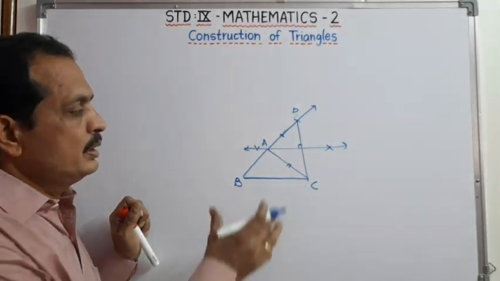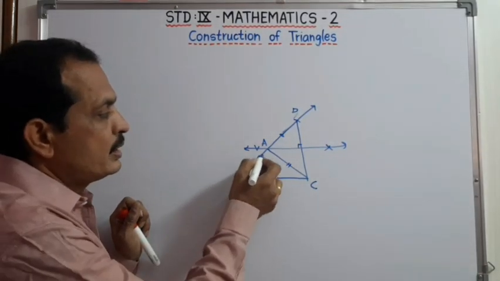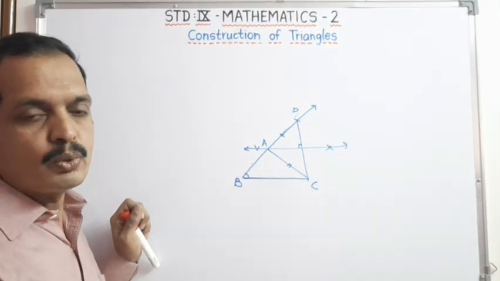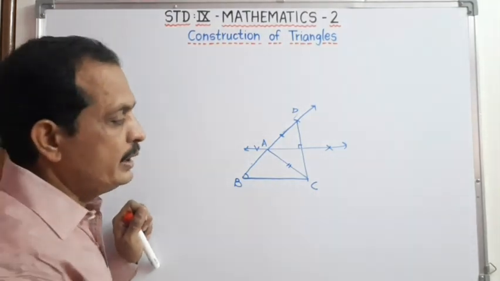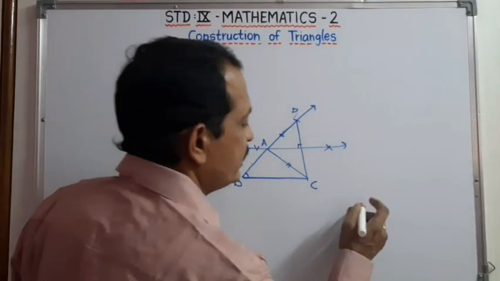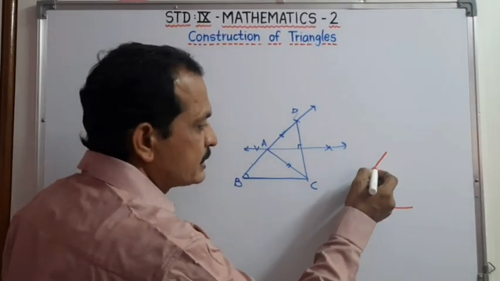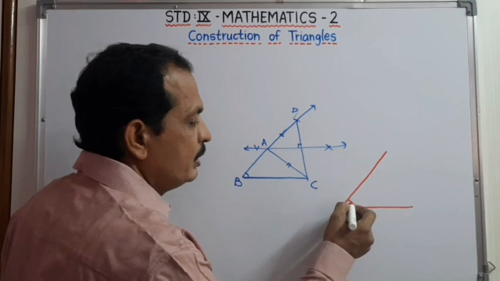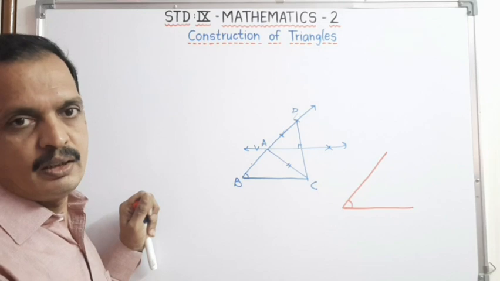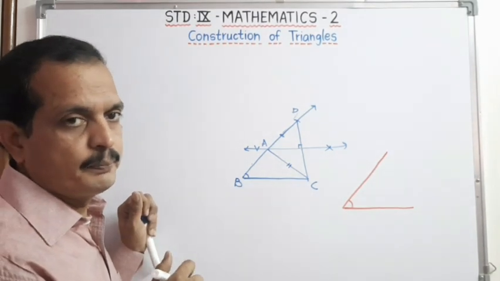Now dear student, this type of construction is when the base, one base angle and sum of remaining two sides is given. Now we have to construct the triangle when its base, one base angle is given and the difference between the remaining two sides is given. In this case, dear student, two concepts are there.